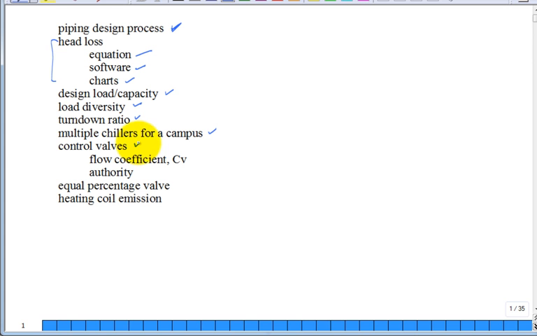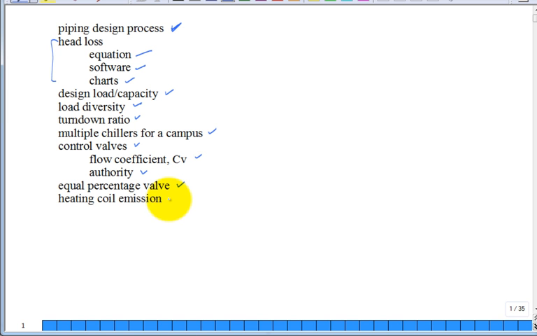Control valves are very important. We could spend a lot of time on control valves, but I'll just emphasize the flow coefficient as well as the authority. I think I mentioned the authority of the control valve is important. And then we'll talk about the design of a control valve such that you get an equal percentage of what you're trying to control, such that if the control valve goes to 50%, you actually get 50% of what you're trying to control. That may seem like a funny idea, but it's real.